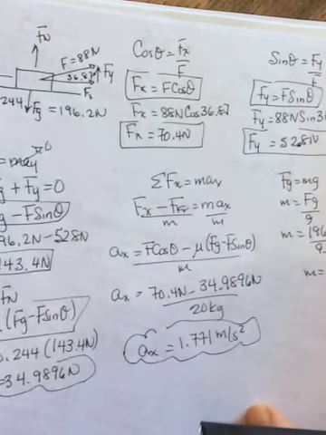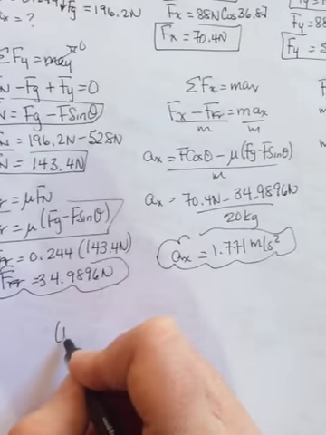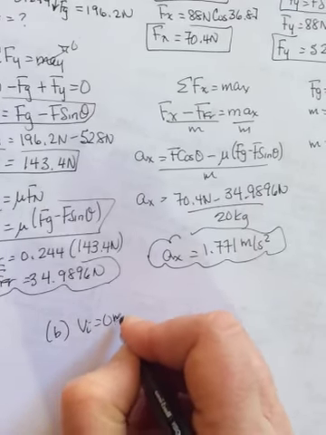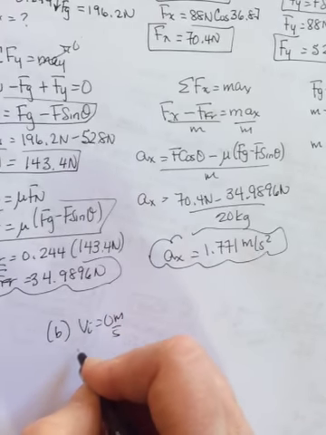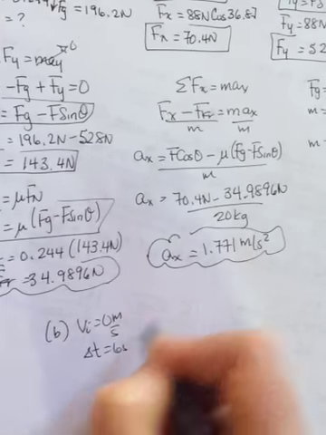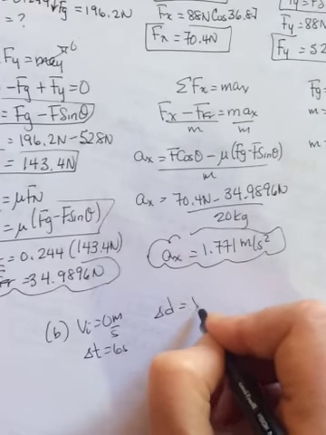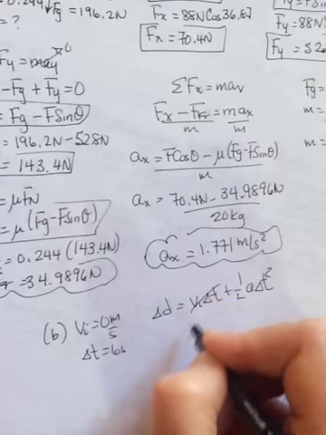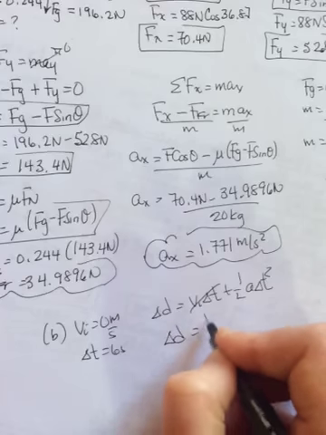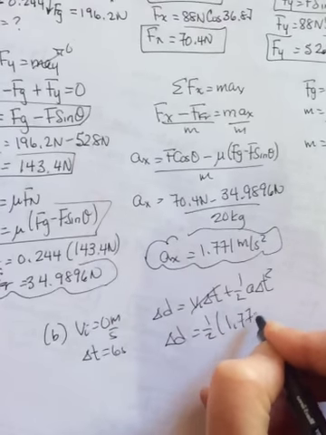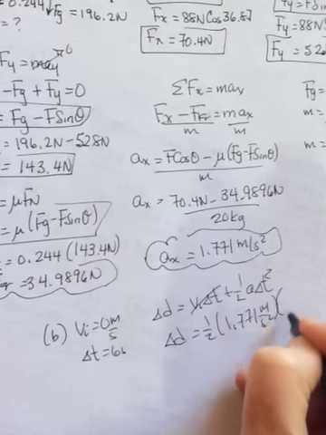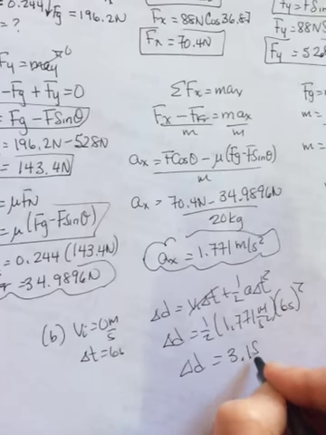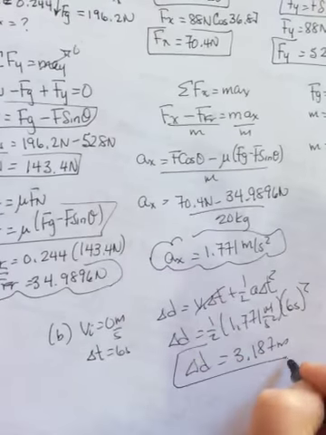That's part A. Part B wants to know how far did it travel? If the box started from rest, so Vi is 0, how far did it go in 6 seconds? Delta t is 6 seconds, and we just found our a. So delta d is equal to Vi delta t plus 1/2 a delta t squared. This will be 0. Delta d is equal to 1/2 times 1.771 meters per second squared times 6 seconds squared. And when you do this, you should get a delta d of 3.187 meters. All right, so that's number 9.